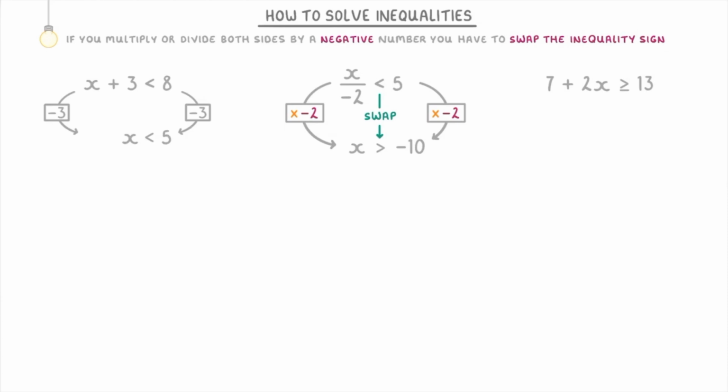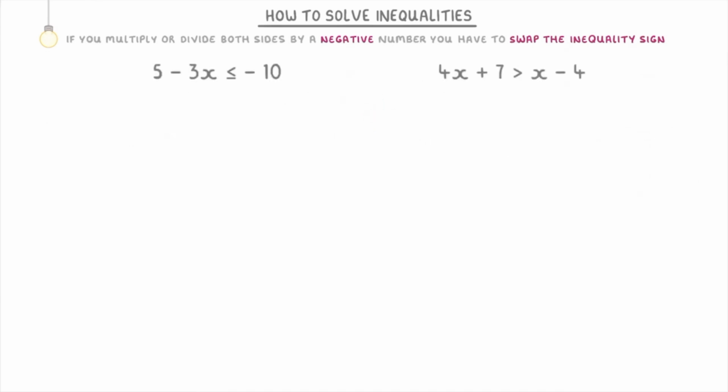The last question here, 7 plus 2x is more than or equal to 13, is a bit trickier because it involves 2 steps. The first thing we're going to have to do is take away 7 from both sides, to get 2x is more than or equal to 6, and then we have to divide both sides by 2, to get x is more than or equal to 3. And that's it.